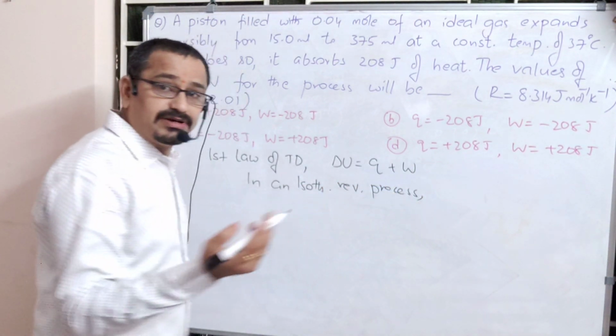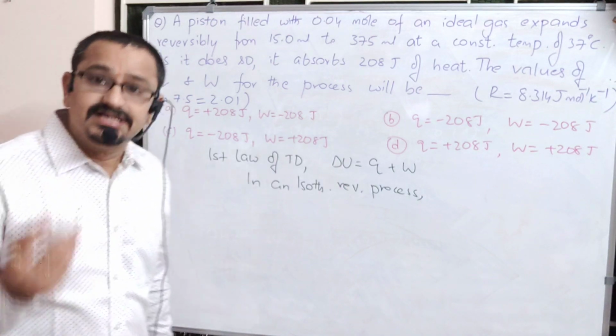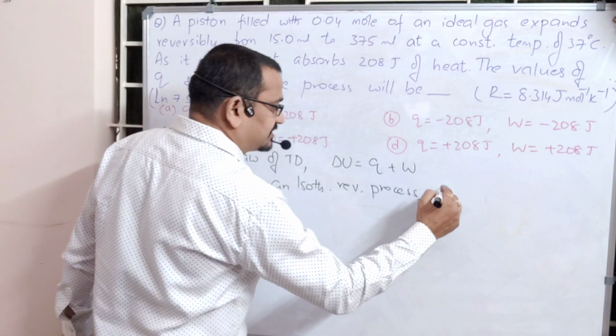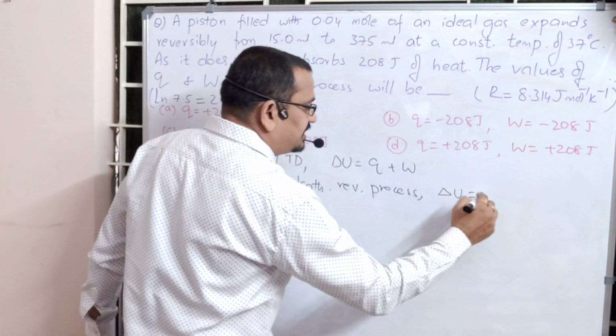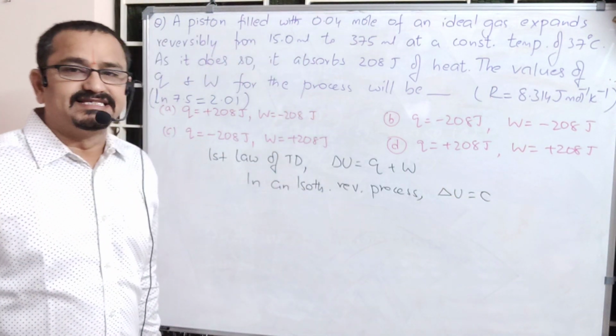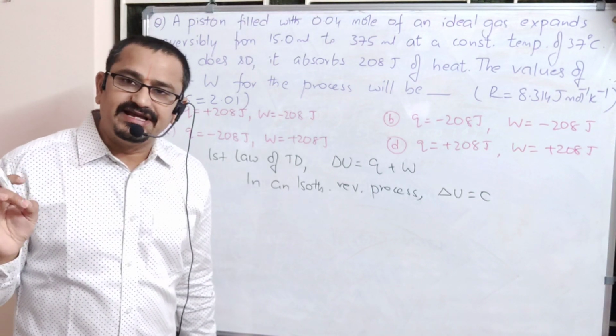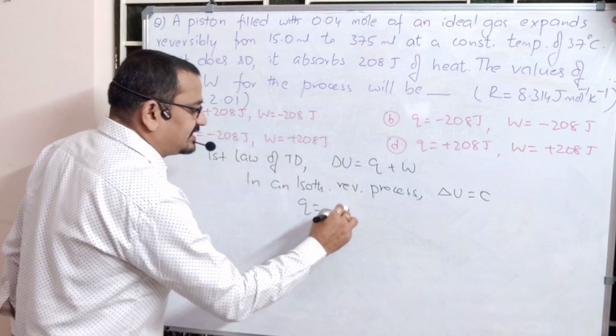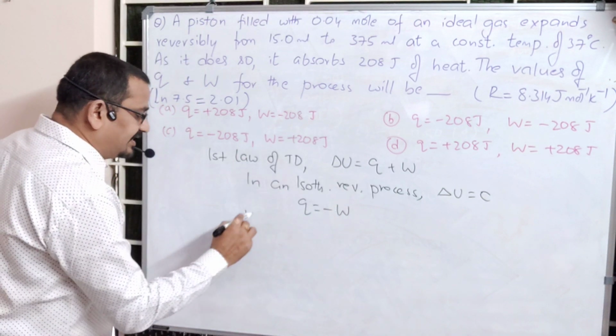Constant temperature, no? What's meant by isothermal process? Constant temperature. As temperature is constant, delta U, the change in internal energy, will be taken as 0. Now we can say Q equals minus W, means heat absorbed.